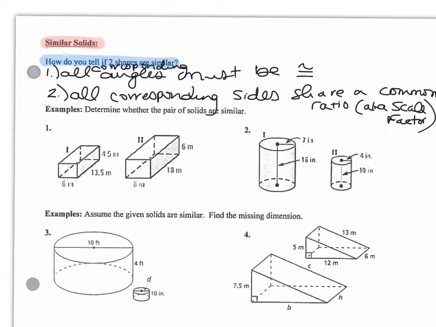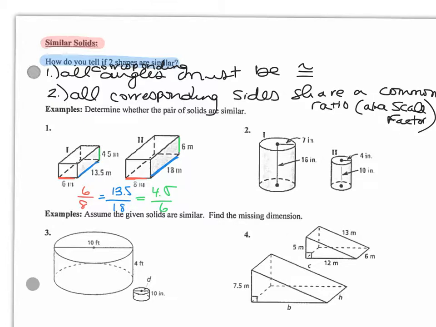So to determine which ones are similar, I have to test all of the corresponding sides. So 6 corresponds to 8, so it doesn't tell you which direction to go, so I just always do little over big, 6 over 8. And then 13.5 corresponds to 18, so 13.5 over 18. And then 4.5 corresponds to 6, so 4.5 over 6. So now I'm going to go ahead and simplify all of these.